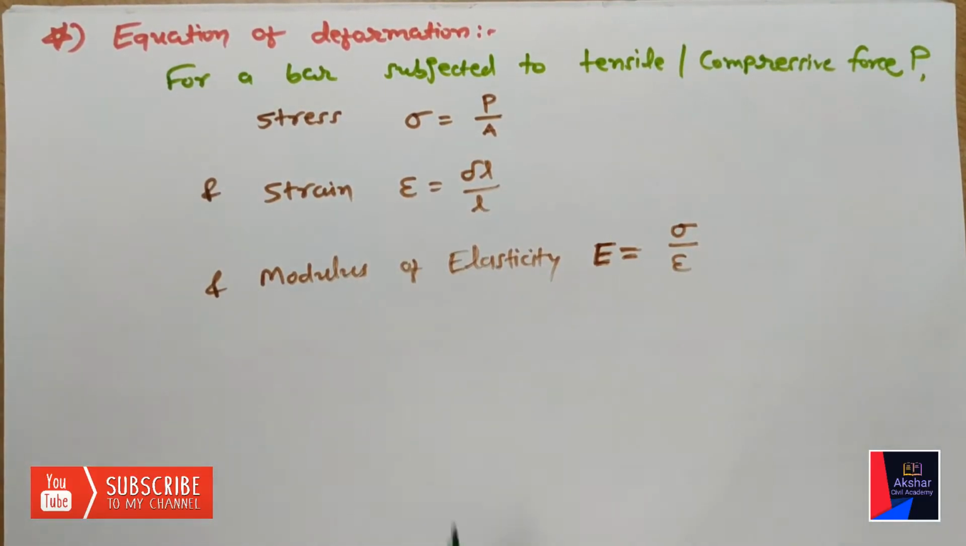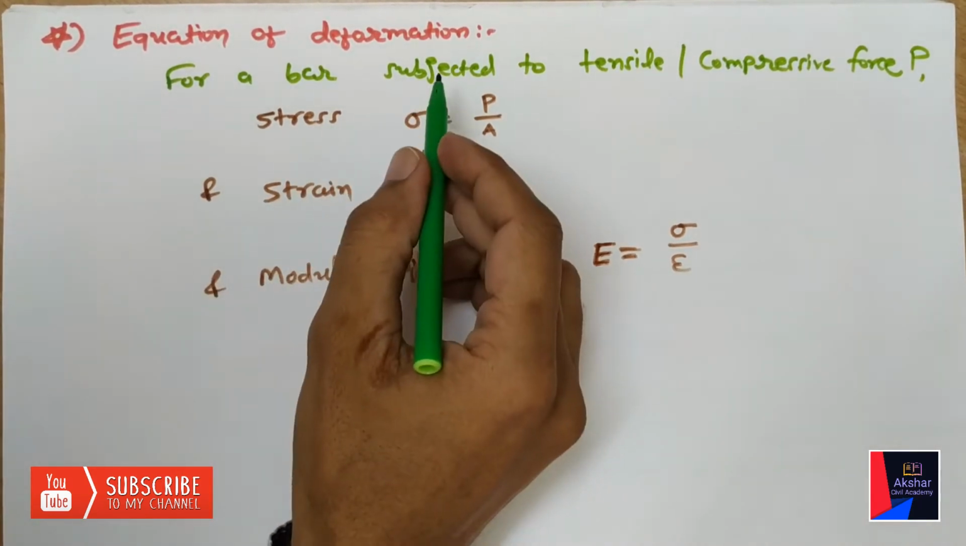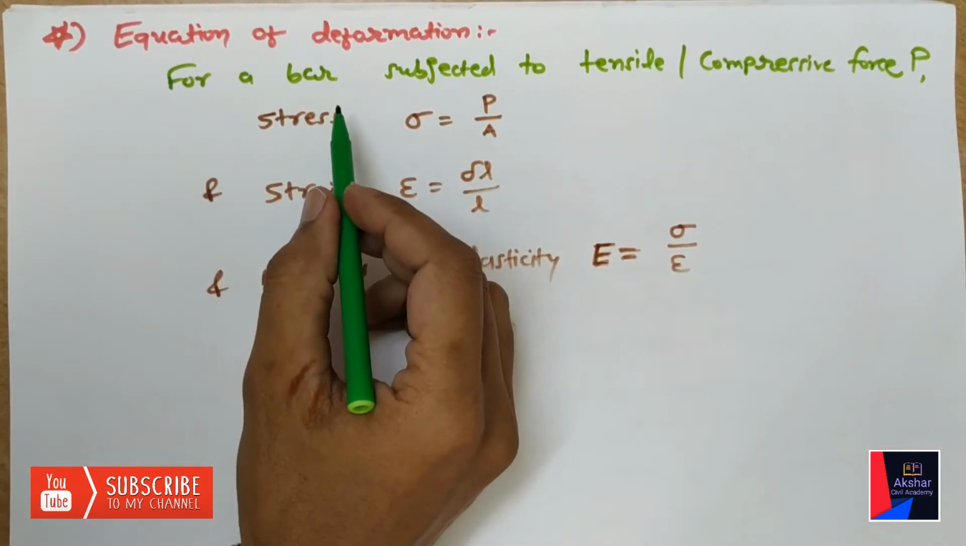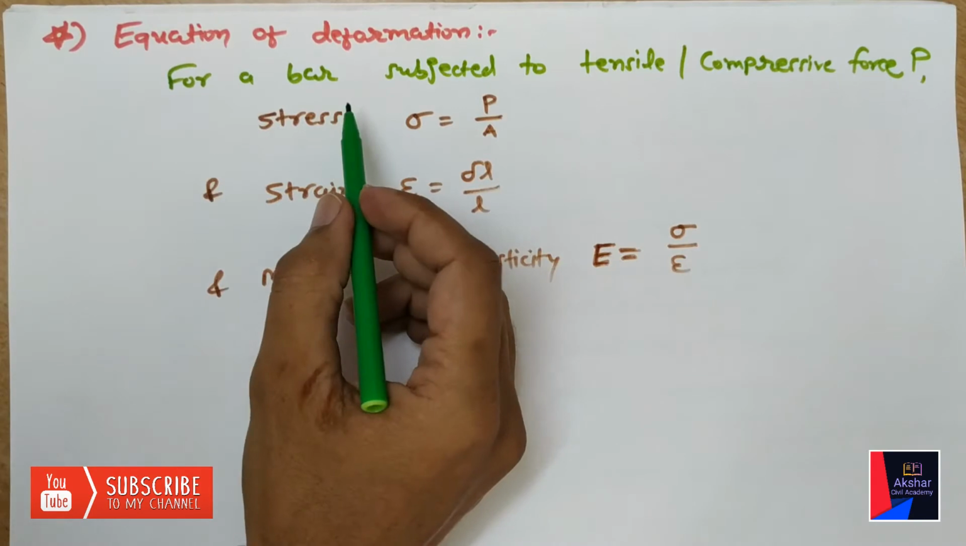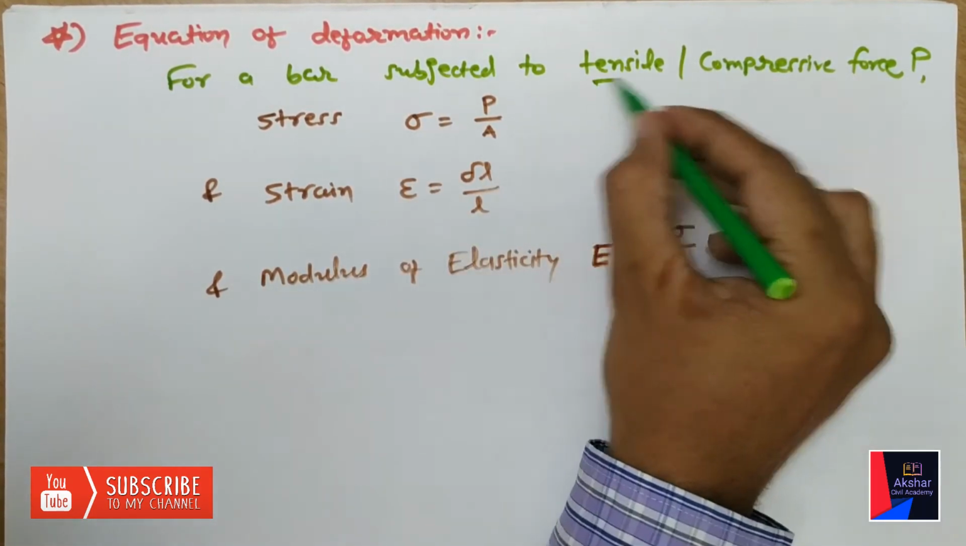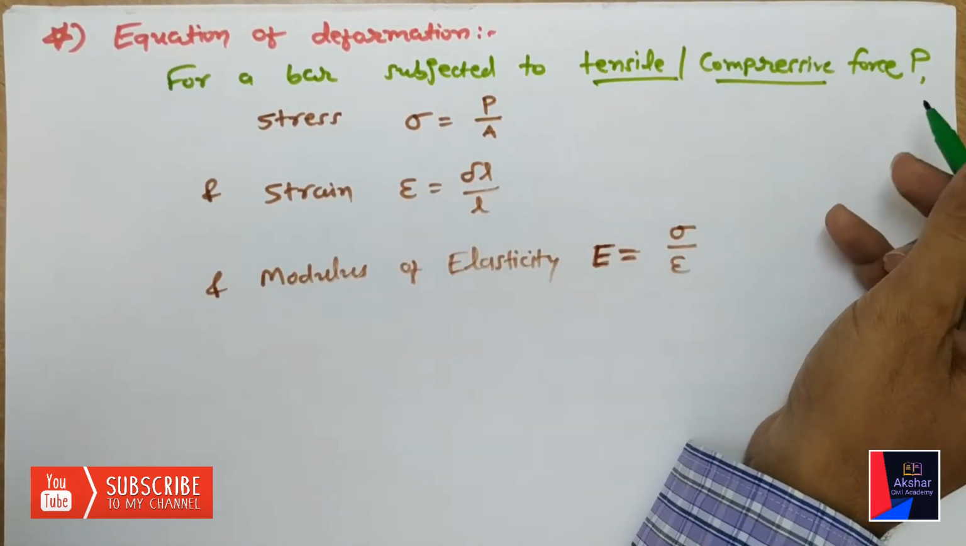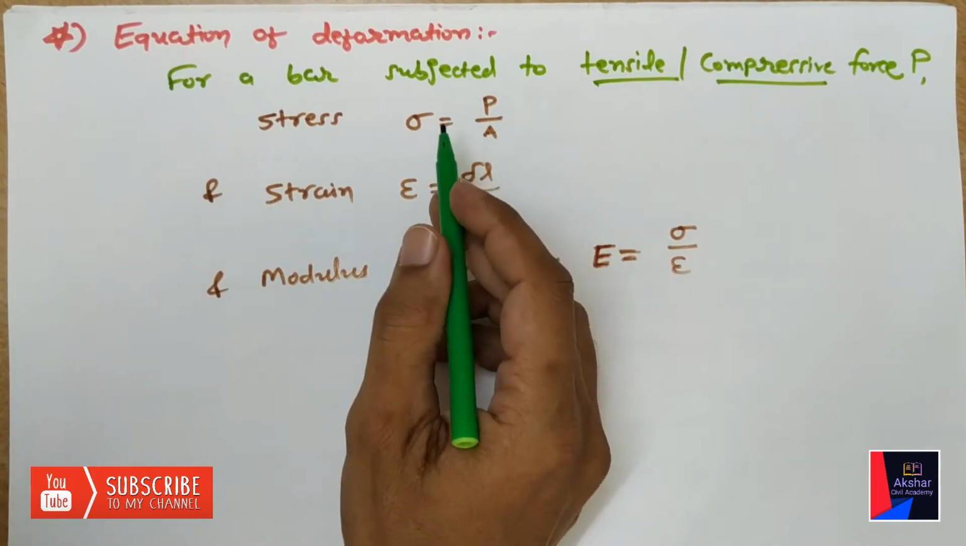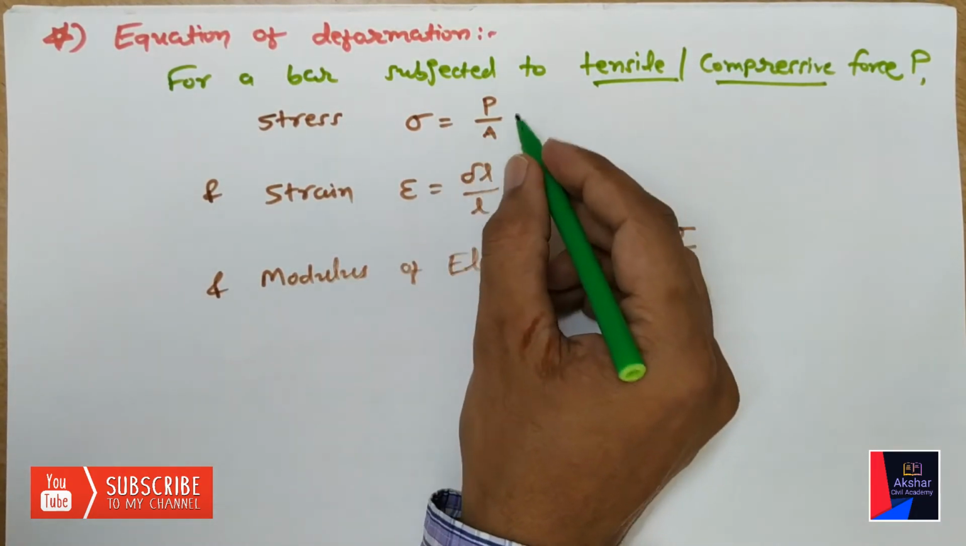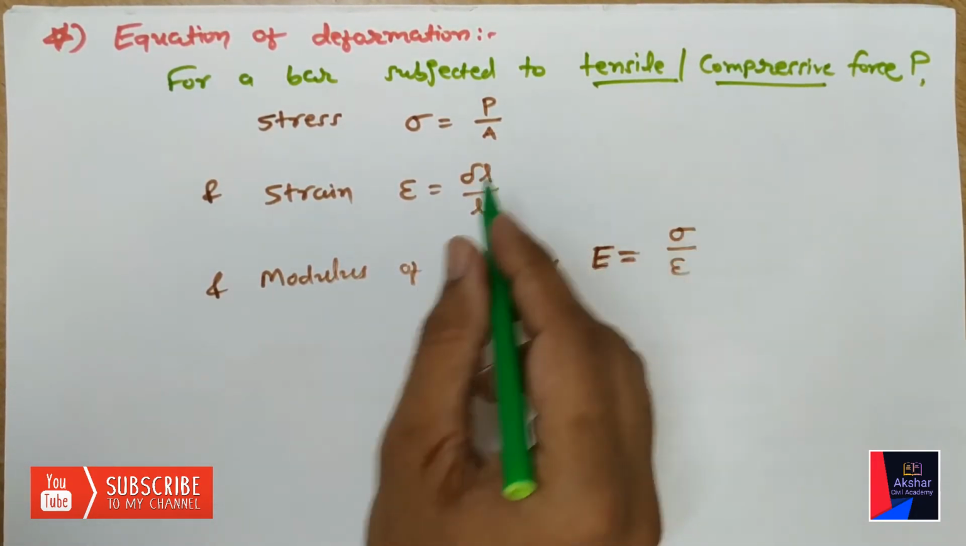Now let us derive the equation of deformation. For example, let us take a bar which is subjected to tensile force or compressive force P. Then the stress developed in that bar will be sigma is equal to P upon area A.